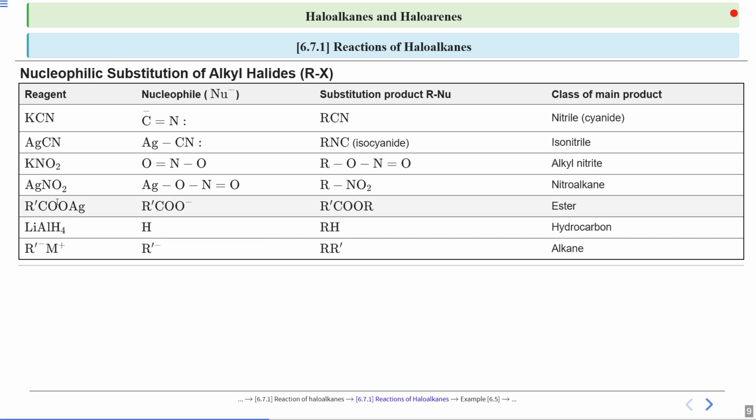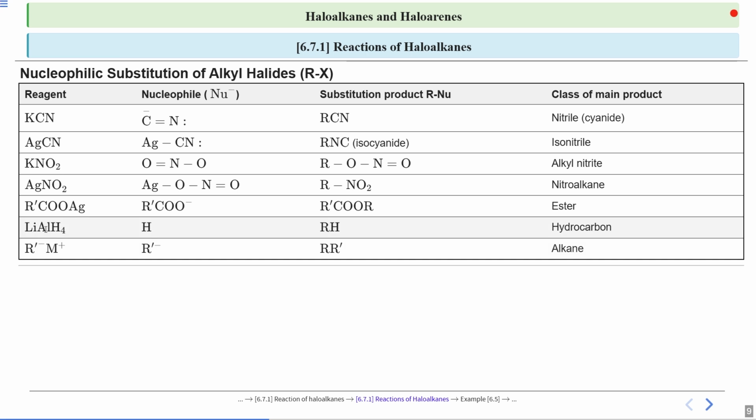For the R prime COOAg reagent, the nucleophile is R prime COO minus, and the substitution product you get is R prime COOR. Okay, so this nucleophile is going to attach with the alkyl group R, and the class of main product you are going to get is ester.